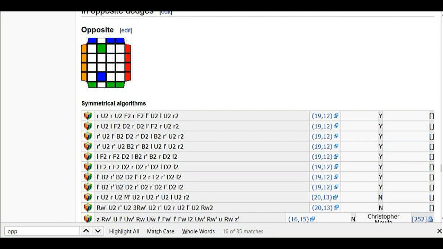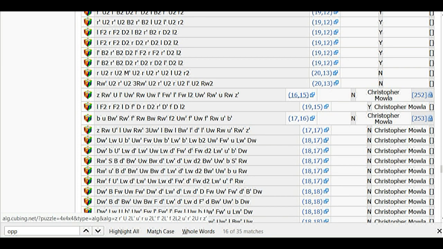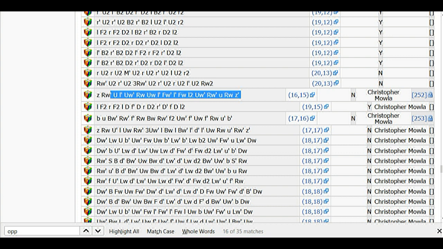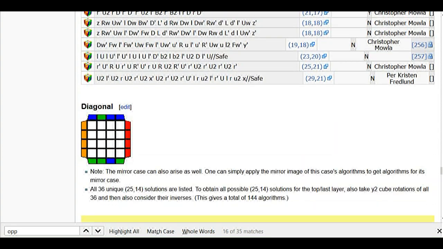The shortest algorithm for this in this block quarter turn metric turns out to be 16 quarter turns and 15 half turns. And it turns out that the 18 quarter turn algorithm that I found, there's only one of them. It is unique, according to my search. Same holds true for this case. The 1615 is the only one. It is the only one. I found algorithms that are wide turn equivalent to this, but it is the only one.